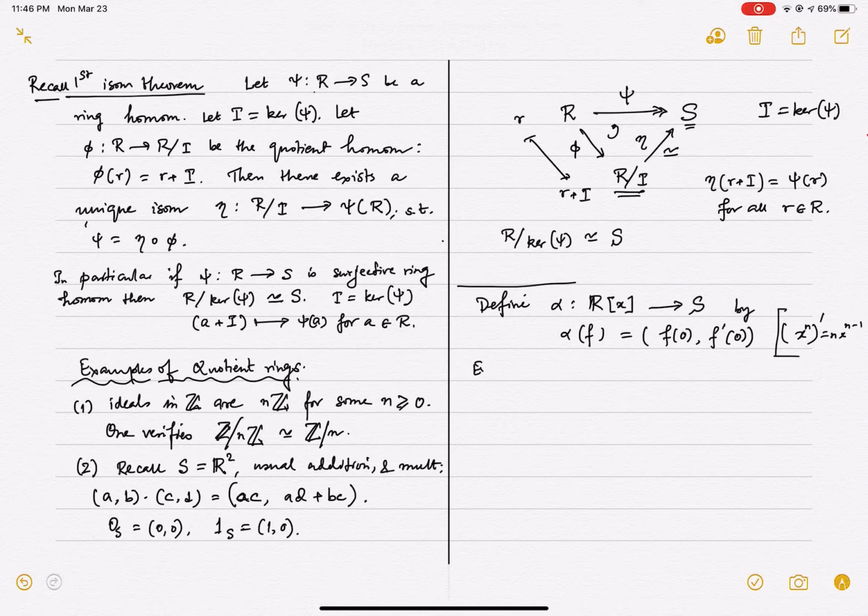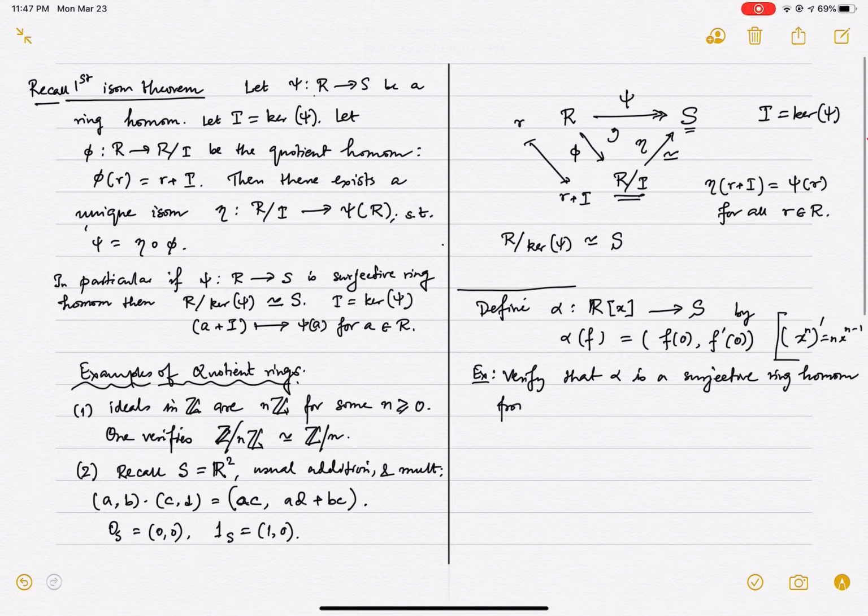So here's the first exercise. Verify that alpha is a surjective ring homomorphism from R[x] to S. That's part A. And part B is check that the kernel of alpha is all polynomials which have 0 constant term and 0 coefficient on x, meaning all polynomials which are multiples of x squared.